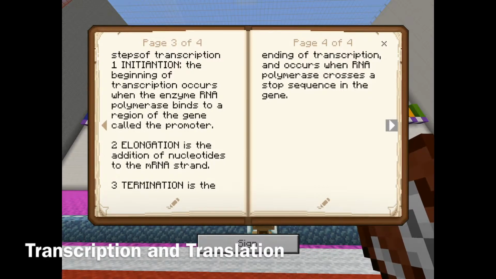Steps of transcription. Step 1, initiation. The beginning of transcription occurs when the enzyme RNA polymerase binds to a region of the gene called the promoter. Step 2, elongation, is the addition of nucleotides to the mRNA strand. Step 3, termination, is the ending of transcription and occurs when RNA polymerase crosses a stop sequence in the gene.